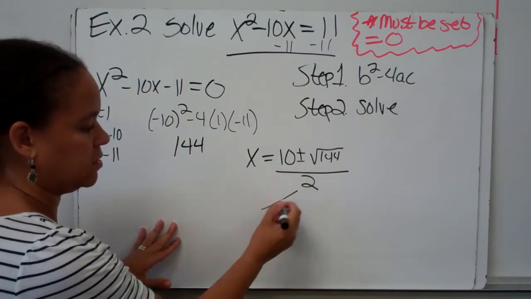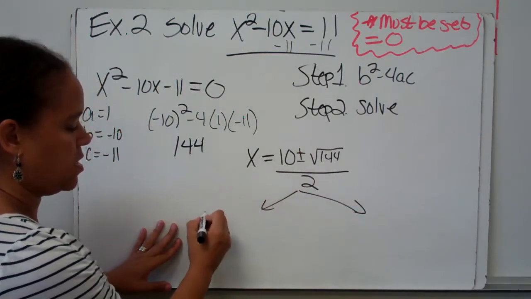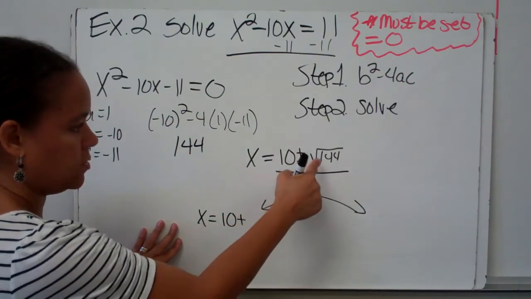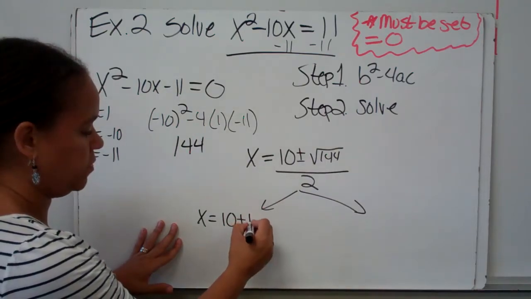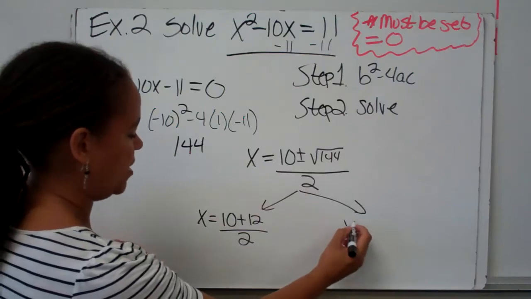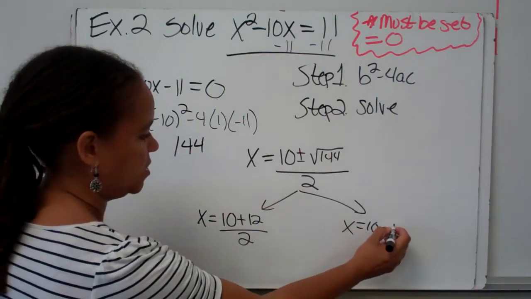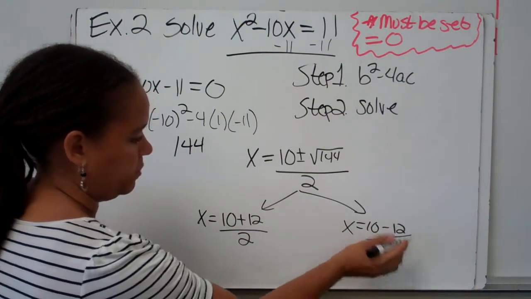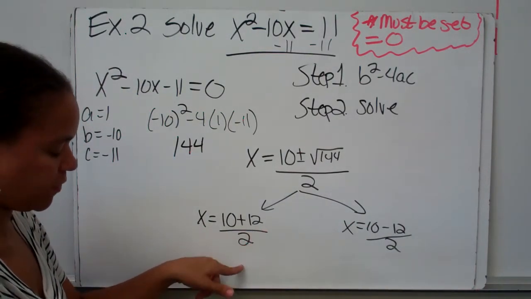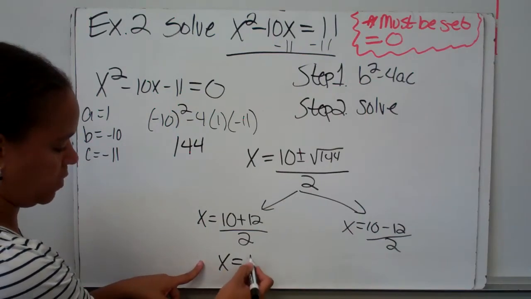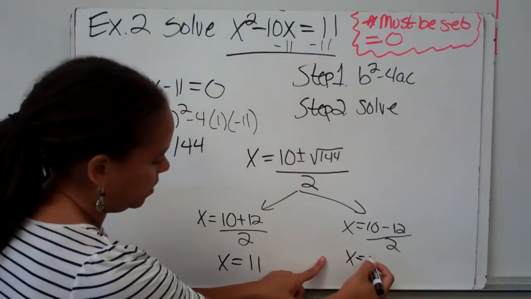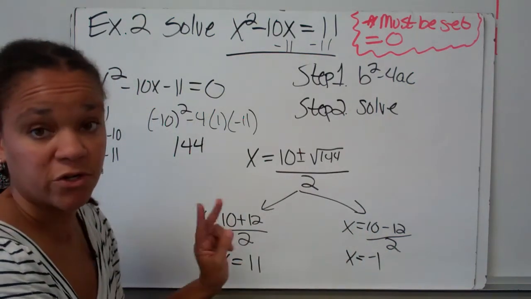Here's our two answers. Breaks down into two separate answers. X equals positive 10 plus, what's the square root of 144? Good. And then we also have x equals 10 minus 12 over 2. So these are our two answers. 10 plus 12 over 2 is going to be equal to 11. And then 10 minus 12 over 2 is going to be equal to negative 1. So we have our two answers.